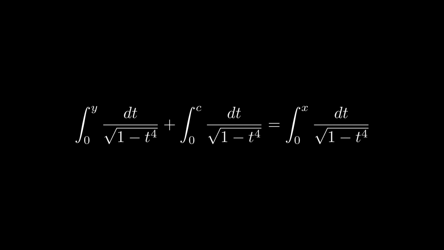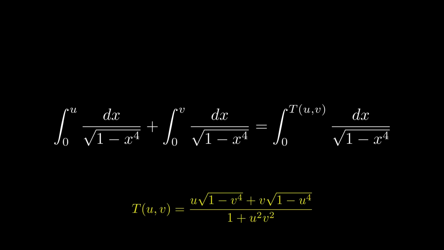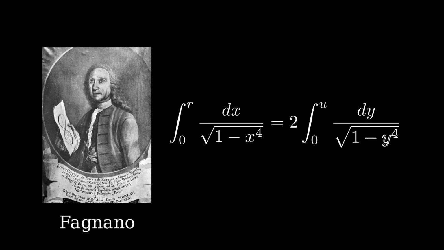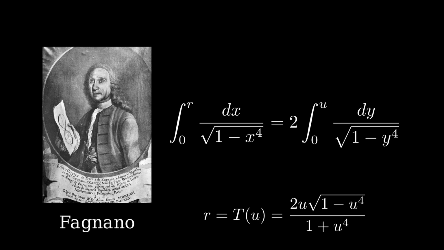Then we can write it in another form, and we get t of u, v once again, which is a function that generalizes what Fagnano discovered, which was basically this, where r equals t of u, a distance from the origin, the lemniscatic arc length for that point being twice that of the point u from the origin. Crazy stuff.